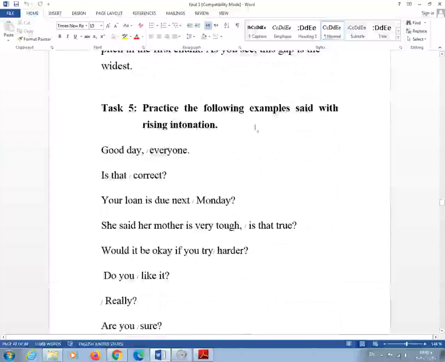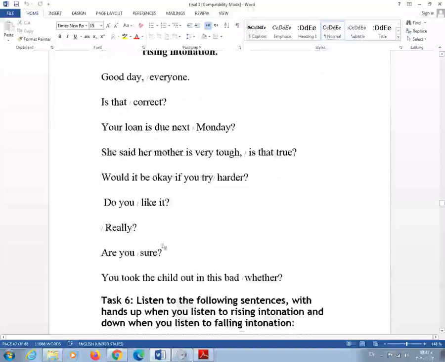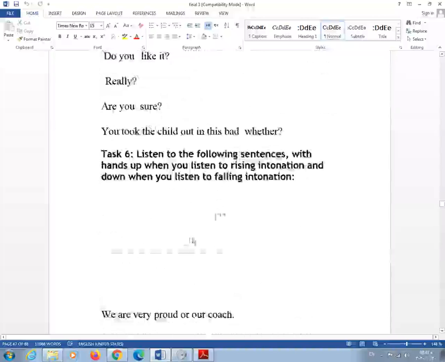Okay, practice the following examples, said with rising intonation. Good day, everyone. Is that correct? Your loan is due next Monday. She said her mother is very tough. Is that true? Would it be okay if you try harder? Do you like it? Really? Are you sure? Okay. Yes, you took the child out in this bad weather. Whether there is a problem here, and so on.